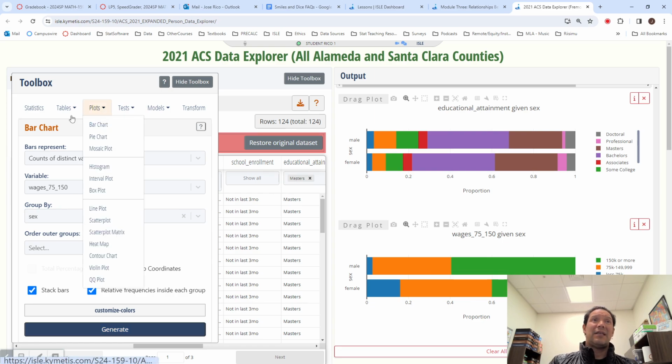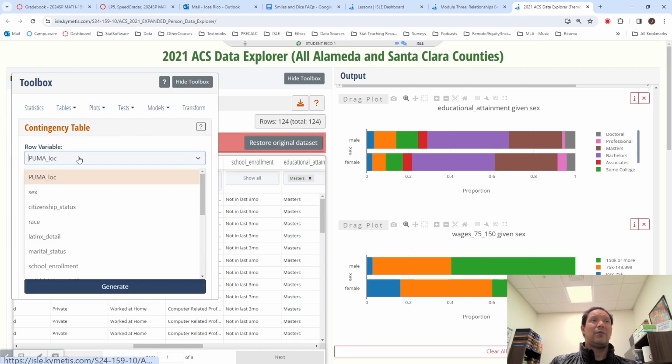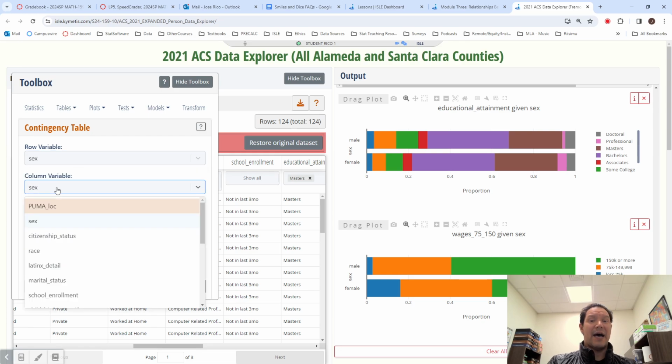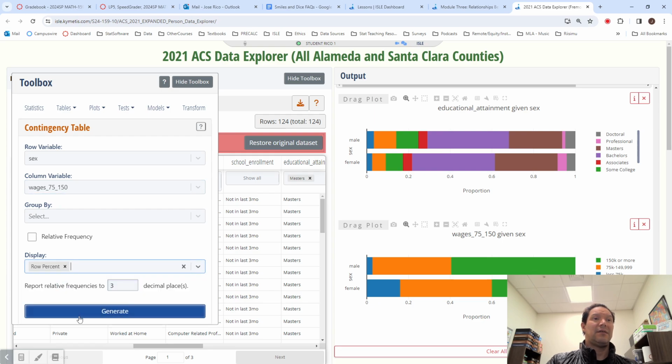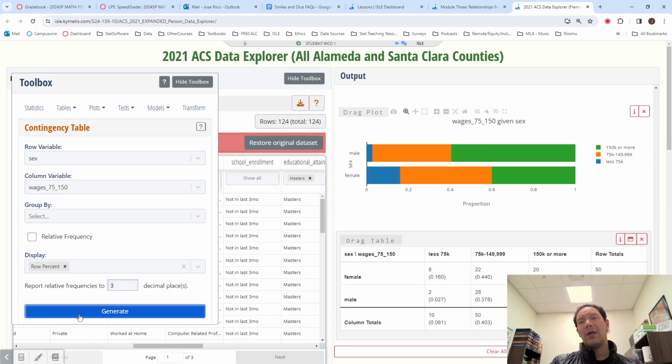If you look at this data, if we go to the contingency table and do sex as the row and the column as the wages, and we display this properly, you can see that there's only 74 men and only 50 women in the sample. But we do see a pretty big difference, 40% versus 60%. We got 20 out of 50, and here we got 44 out of 74.